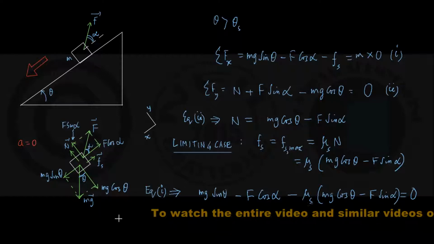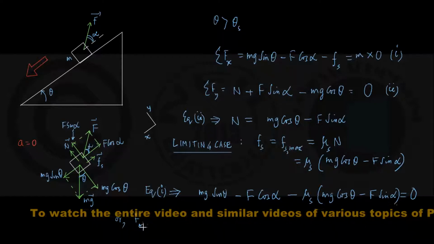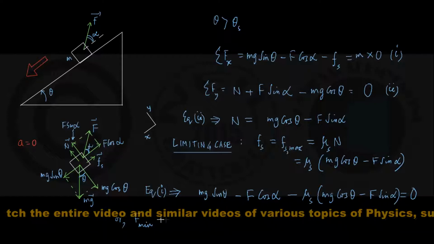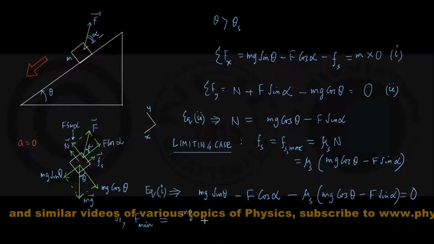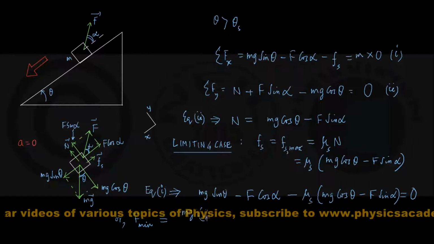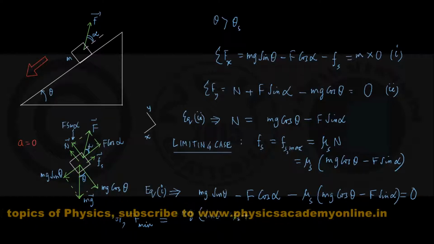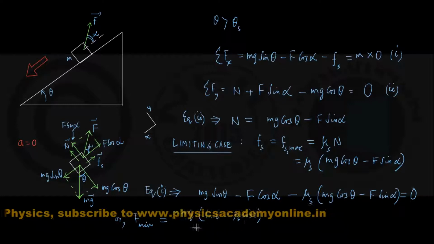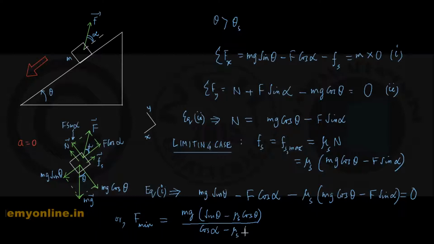this is the work left for you, that you show that F min, that is the minimum value of the force to be applied so that the block does not slide down the inclined plane, is found to be mg, then inside bracket sin theta minus mu s into cos theta, and the whole thing divided by cos alpha minus mu s sin alpha. This is the result you must get.